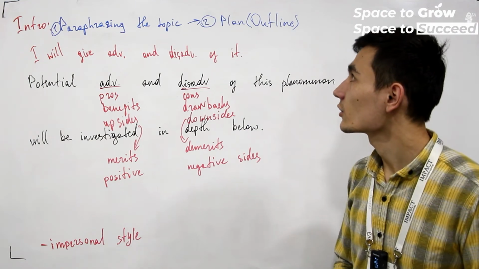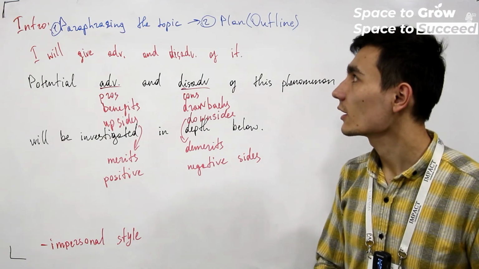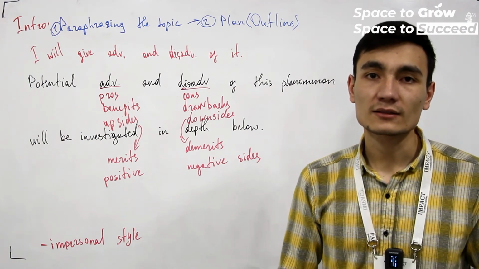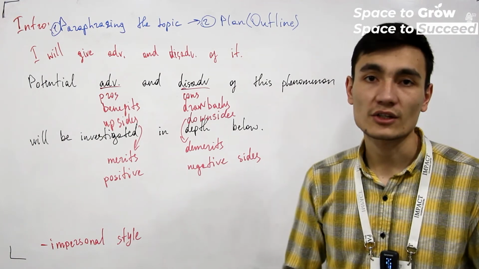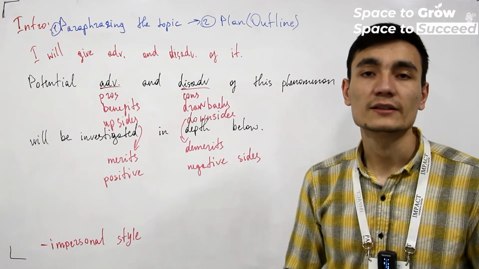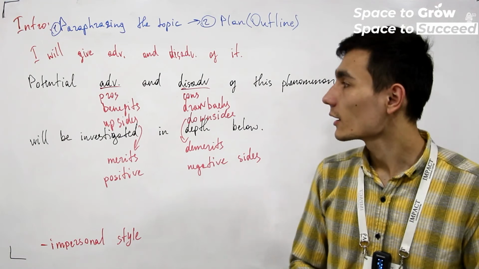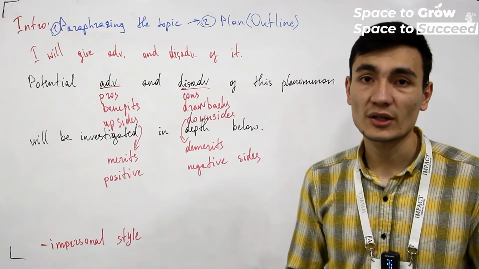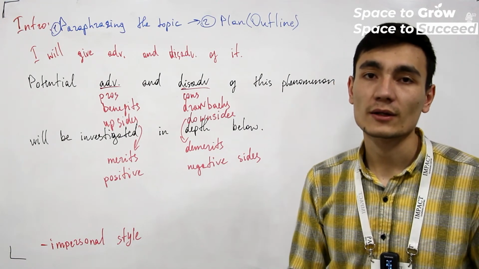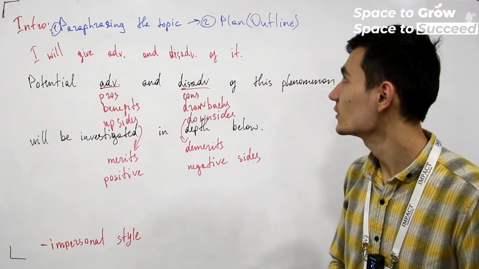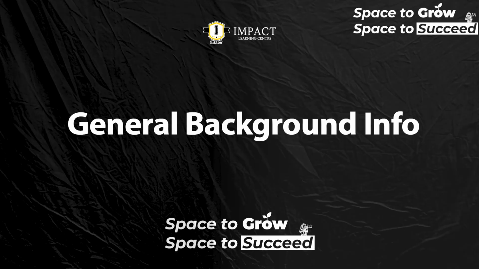As you see, in the introduction, we only have 2 sentences, paraphrasing the topic and plan. In the next part of the video, we will talk about general background information. This is an optional sentence that you can give in your essay to get a higher task achievement score. This was a bit hard to explain from the beginning. That's why we will explain it at the end, when you understand everything regarding paraphrasing the topic and plan.